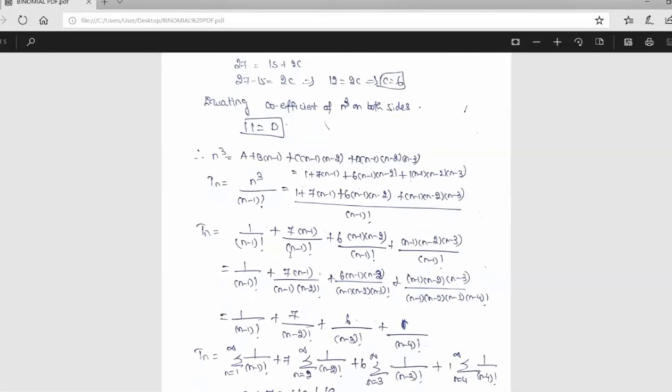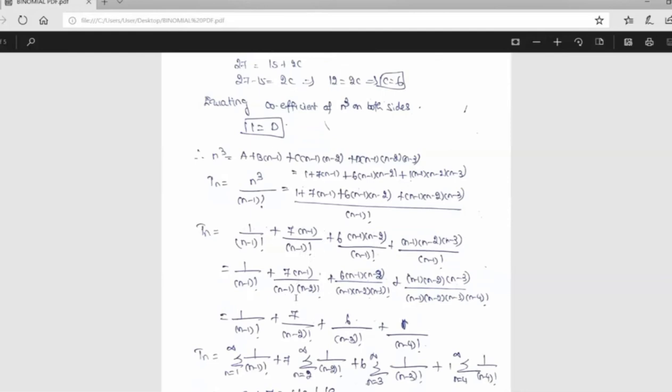So if you are writing like that, it will be somewhat comfortable for us to cancel. That we have already seen in the beginning. If you want to take n minus 1 outside, you take n minus 1 outside and see what is next to that. That is n minus 2. You can write it as n minus 2 factorial.